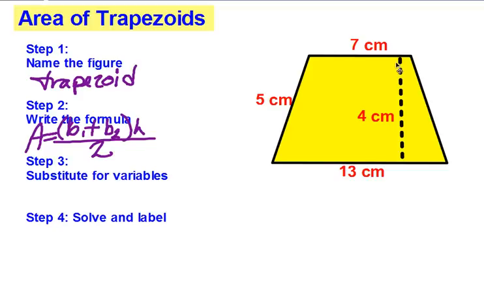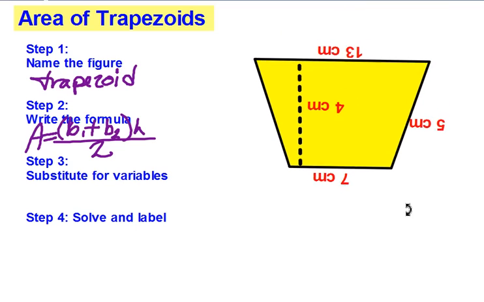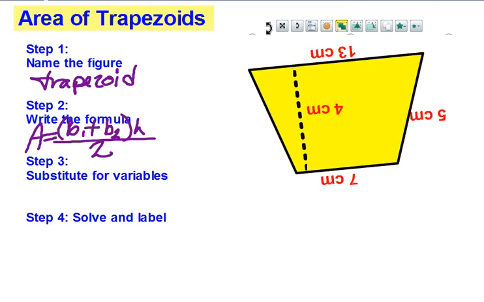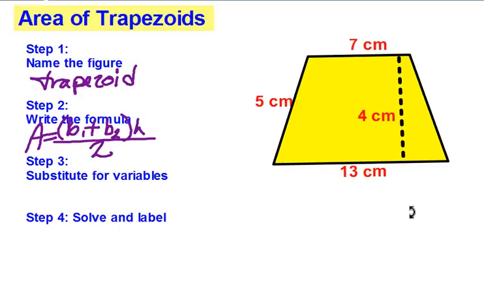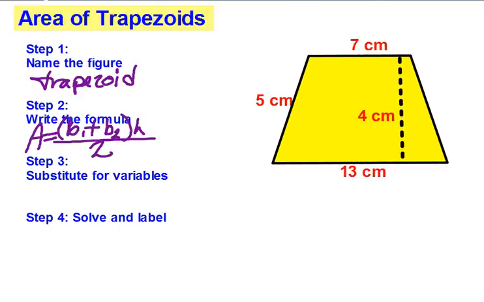But remember, we have one set of parallel sides. So what if the trapezoid was turned upside down? Most people would say now 7 is the base. Well, actually a trapezoid has two bases, and they are always your parallel sides. So let's go ahead and label these.